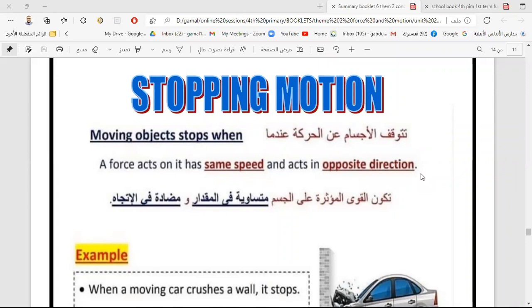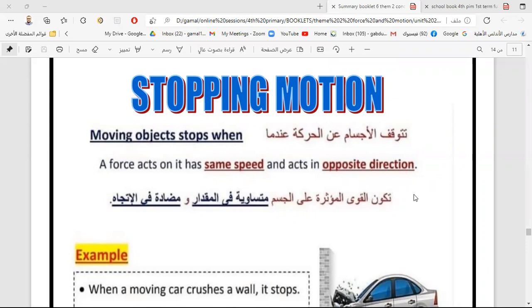Today, inshallah, we'll discuss together lesson number 3 in concept 1 in unit 2, and lesson 4 also: stopping motion. We continue talking about force and motion.